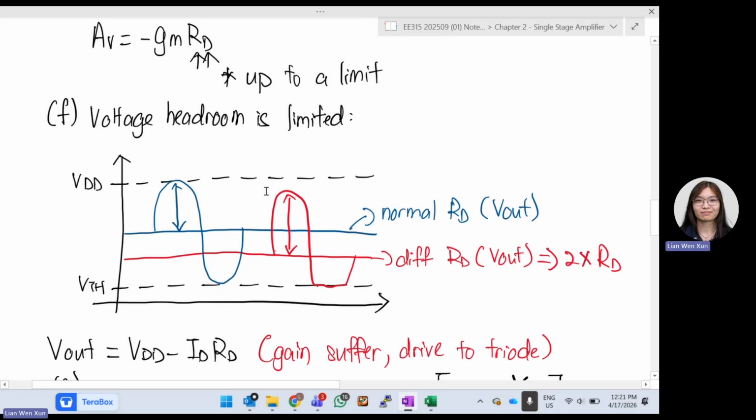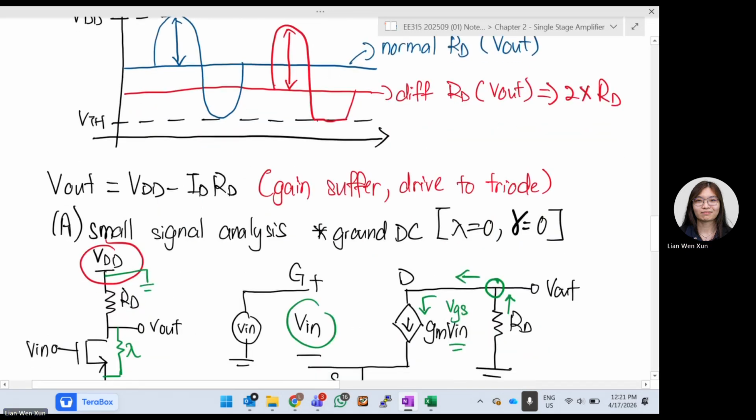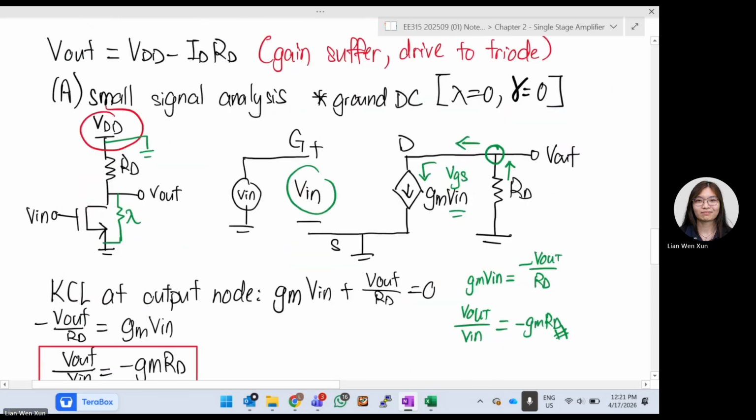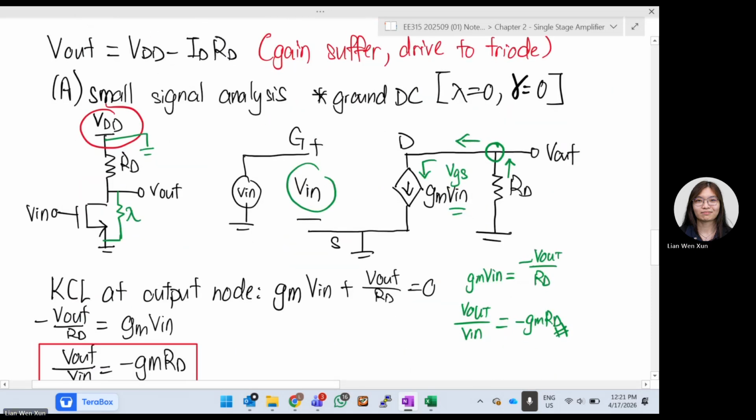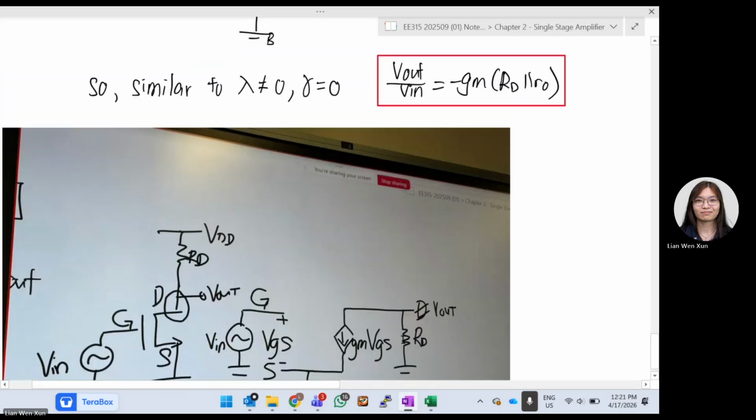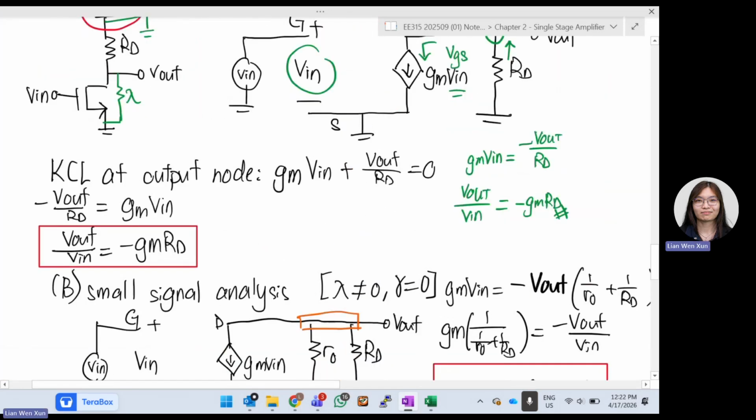So now it cannot swing so much anymore, and you will have a bottom cap. Maybe up there is still okay, but the bottom will be capped because it can only go down maximum until the VTH. But now you want to decrease some more, so it cannot go down. So we say that the gain might suffer. Okay, now we will go into small signal analysis.